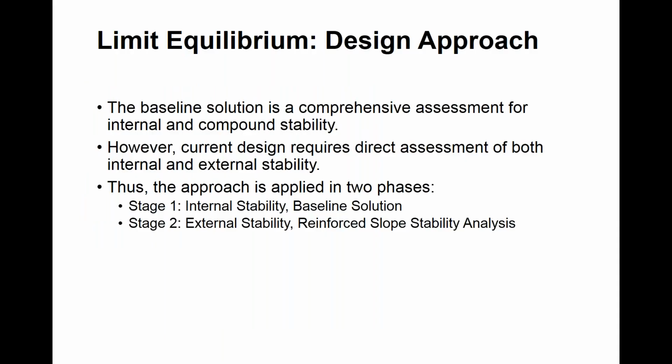Another consideration that often is critical and can bite us if we don't do it: current design requires direct assessment of both internal and external stability, as well as compound and global stability. Thus, to be compatible with current design, the baseline solution still works. Stage 1 is internal stability. That's the baseline solution, the tension maps you saw there. We get T0, we get Tmax. And stage 2 is the conventional external stability applied via the conventional reinforced slope stability analysis.